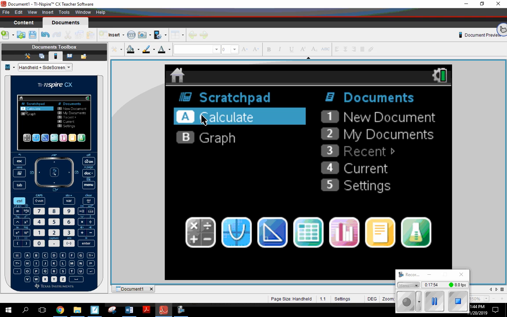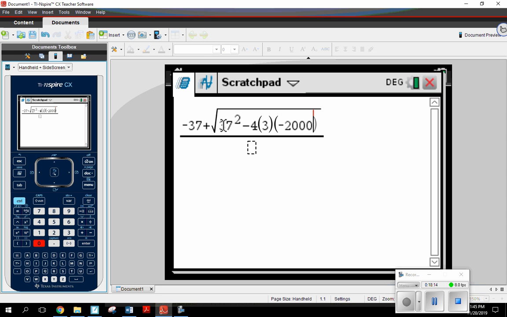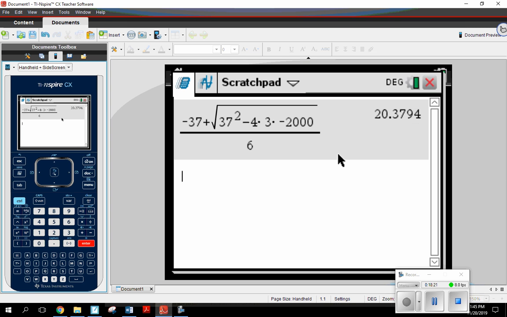Let me go to my calculator here, if it'll let me do it. Control divide, so I had a negative 37. Let's do the plus first. Square root, let's see, it was 37 squared. Whoop, it's outside. Okay, 37 squared. Then it was minus 4 times A times C. Okay, and then this was all divided by 6. Okay, so here we go. So I got this one, 20.379.